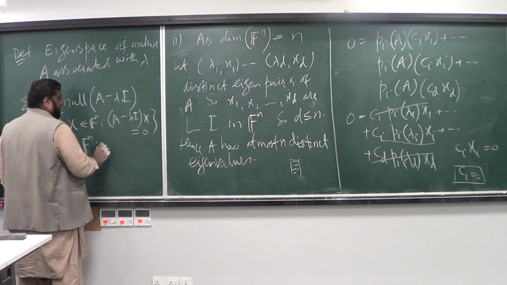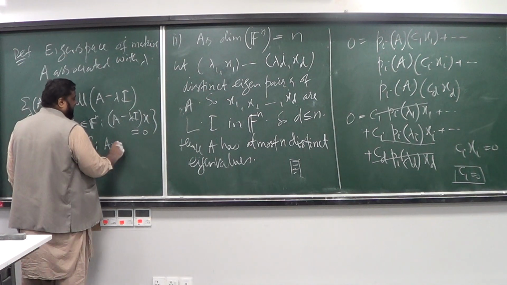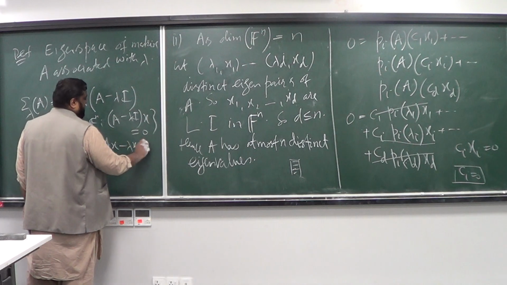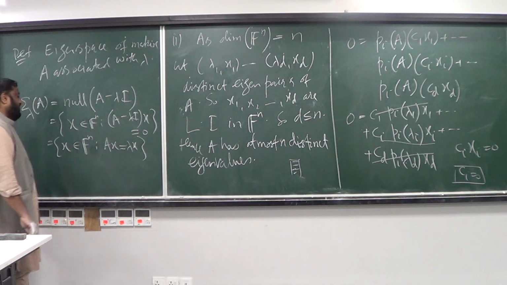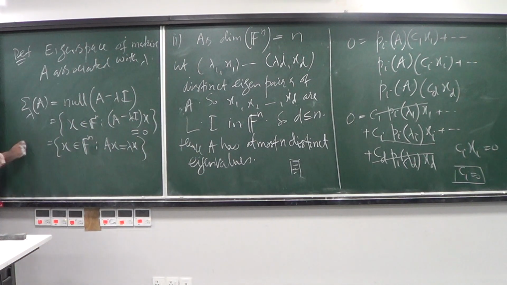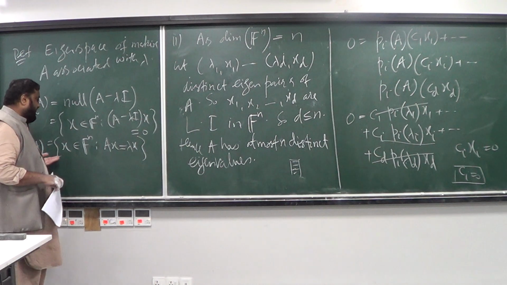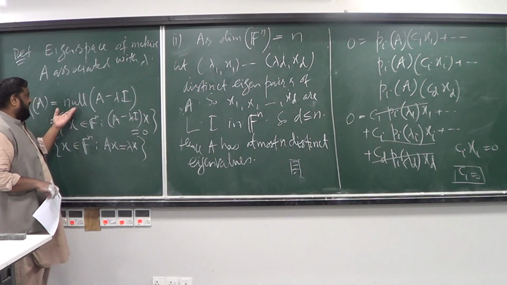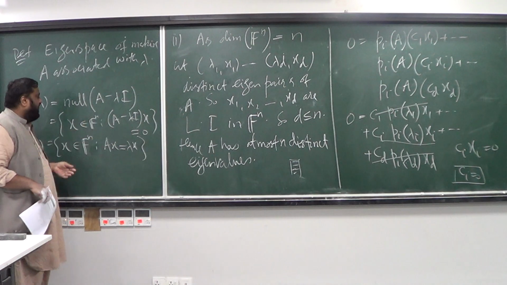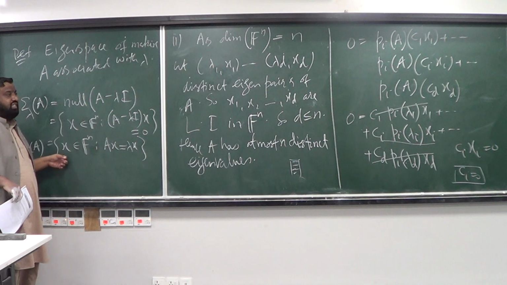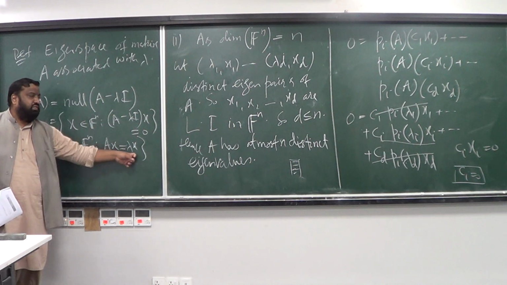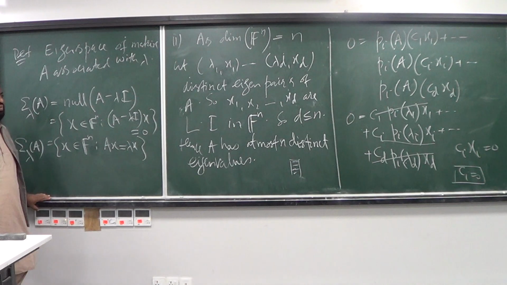Okay? So this is going to be Ax minus lambda x equal to 0, or I can say Ax is equal to lambda x actually. So what is the eigenspace of the matrix A? If you write it explicitly, it's the null space of A minus lambda I, but explicitly it's the collection of all vectors that satisfy this equation, Ax equal to lambda x.